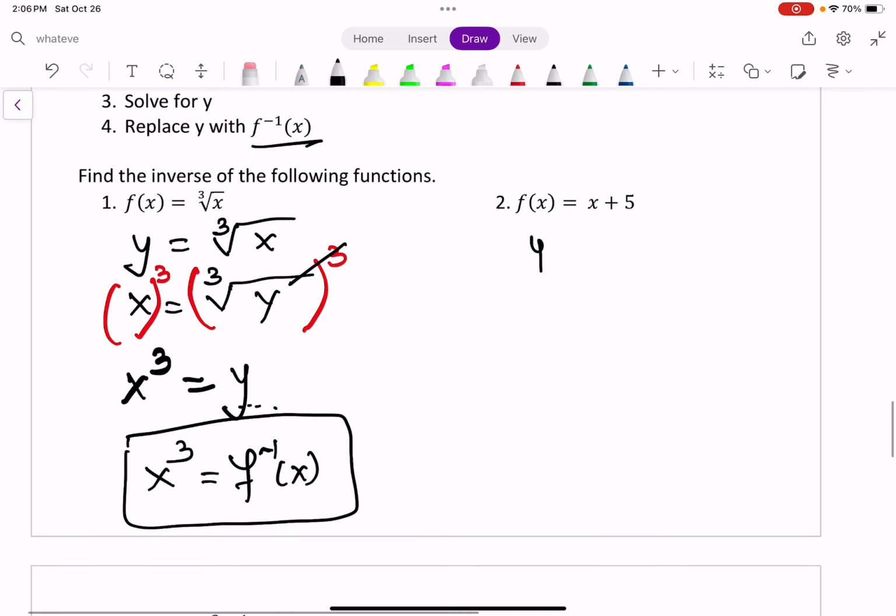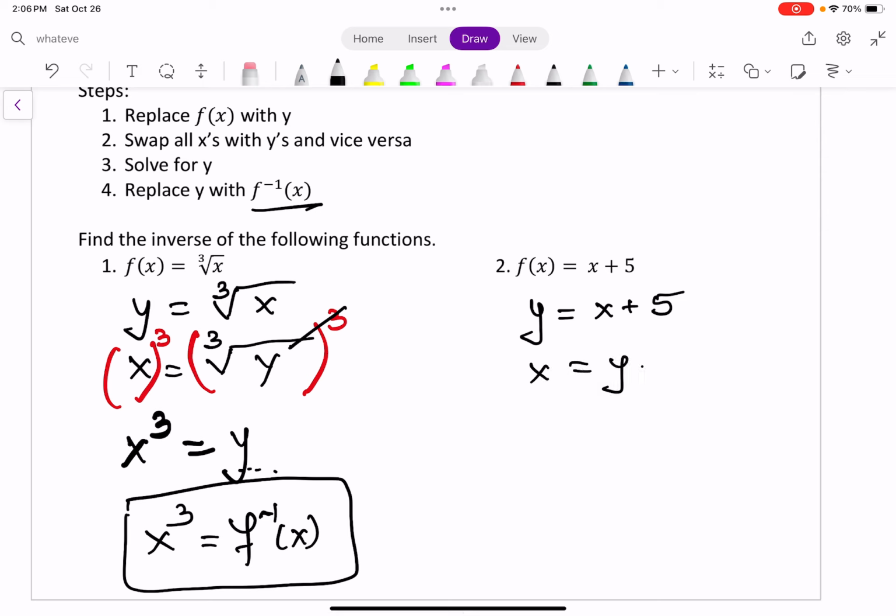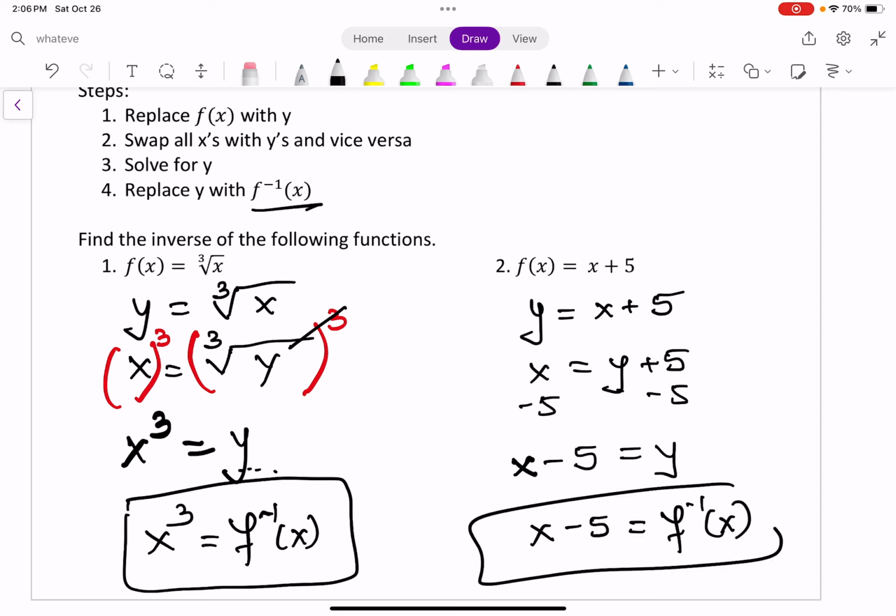So let's try this again with this very simple looking function. Replace f of x with y. Swap x and y. And then solve for y. To get y by itself, we have to minus 5. So as you see, the inverse function of your original function is x minus 5, as predicted.